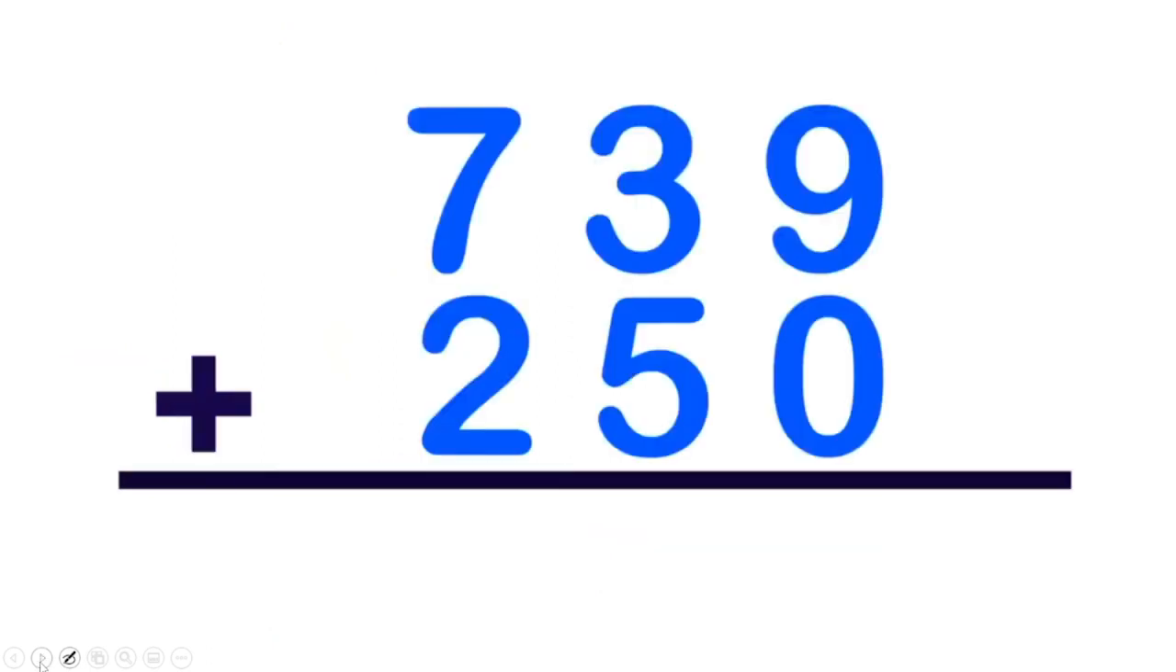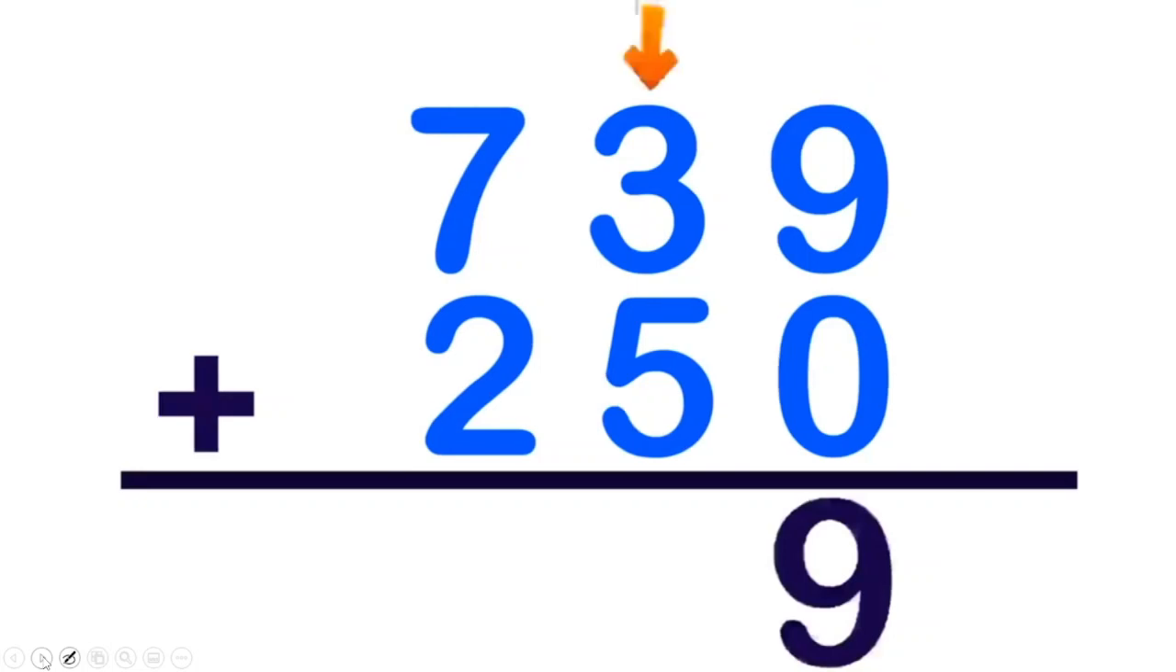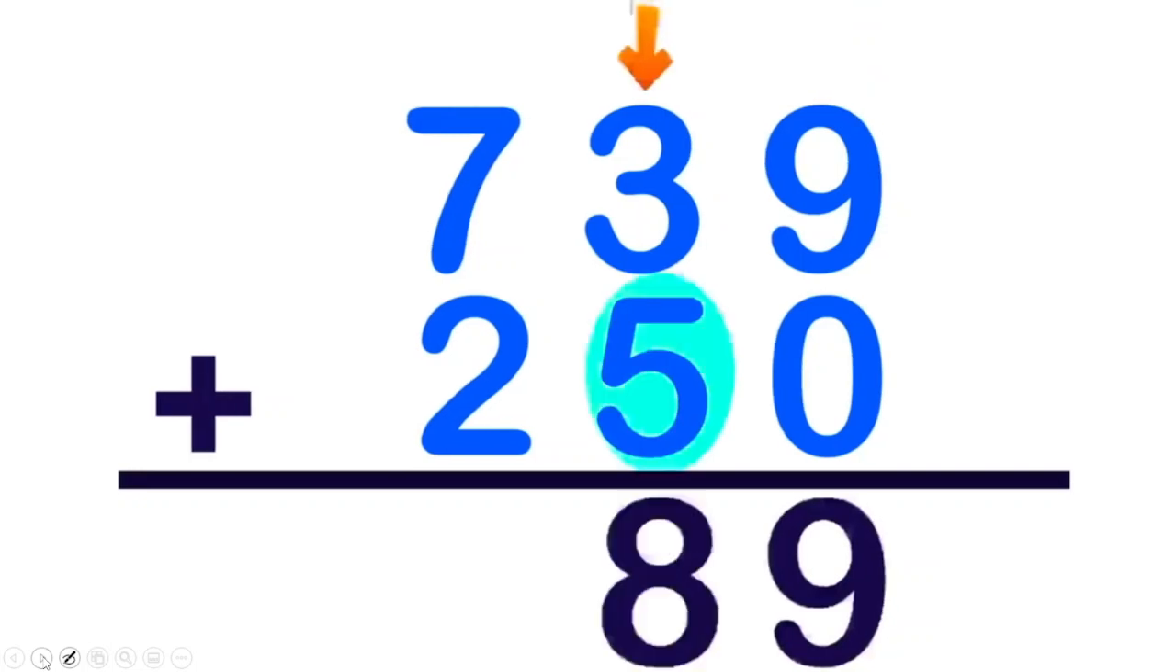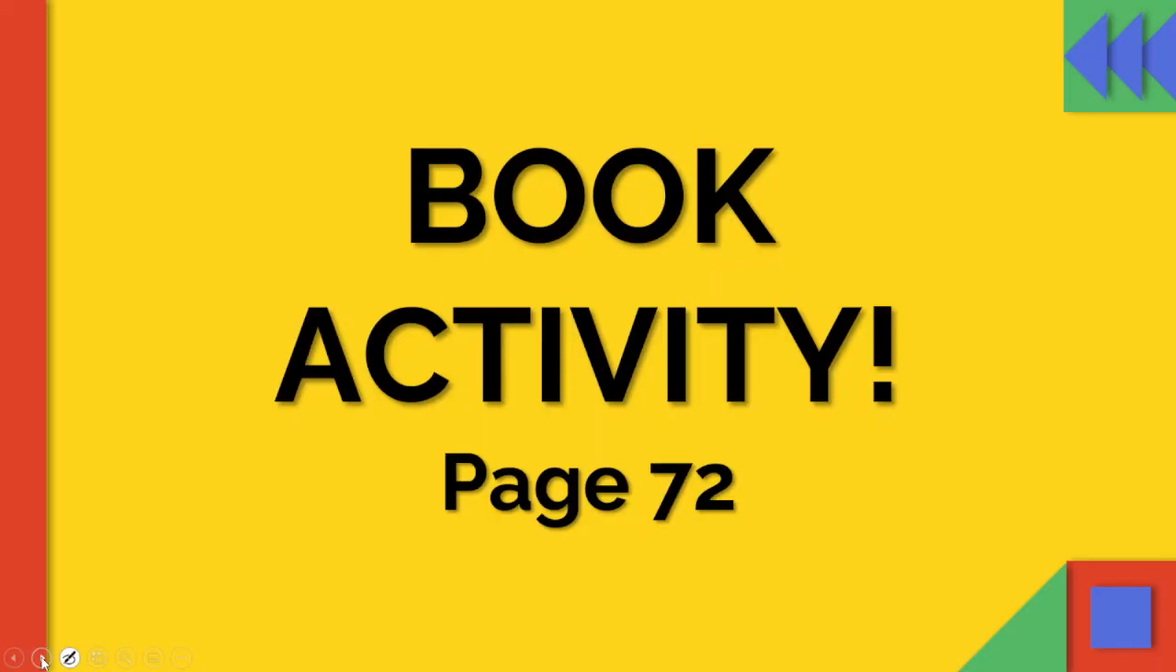Okay? So, let's have 3-digit numbers. So, 9 plus 0 is 9. 3 plus 5, 5, 6, 7. So, we have 8. And, how about 7 plus 2? 7, 8. Okay, the answer is 9. So, 9. The final answer is 989.